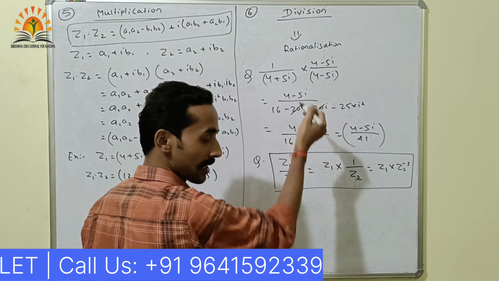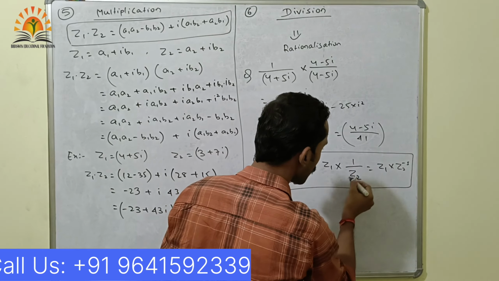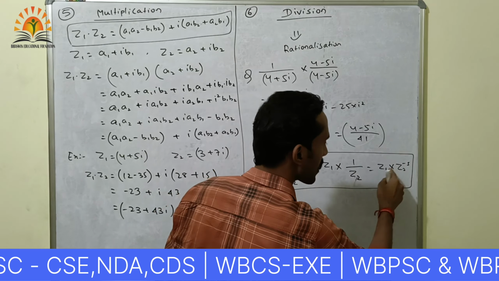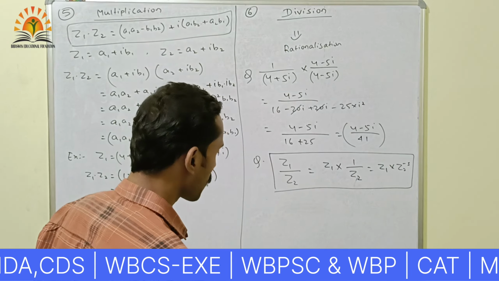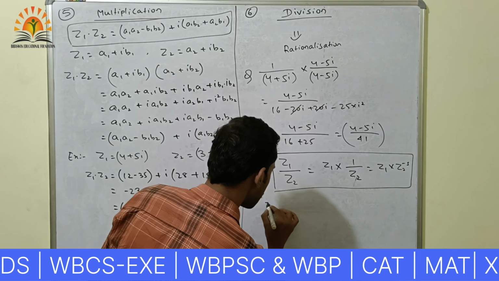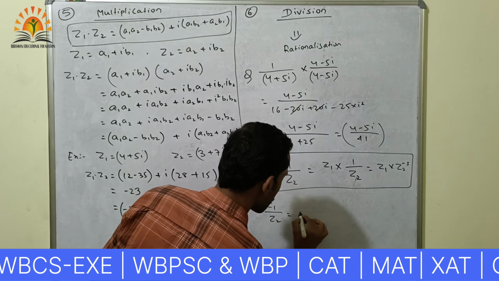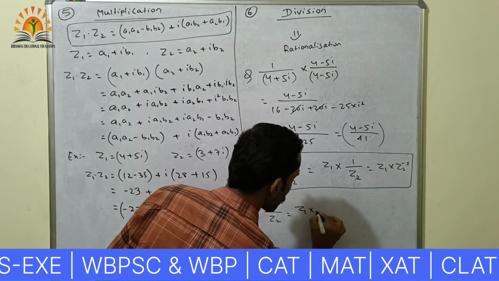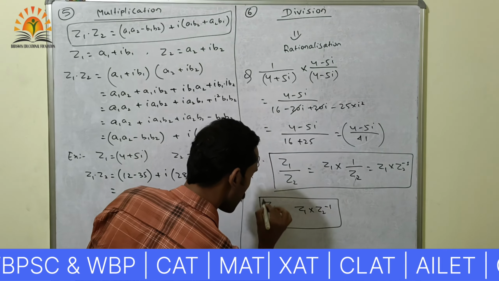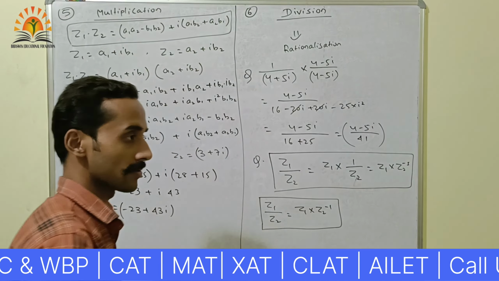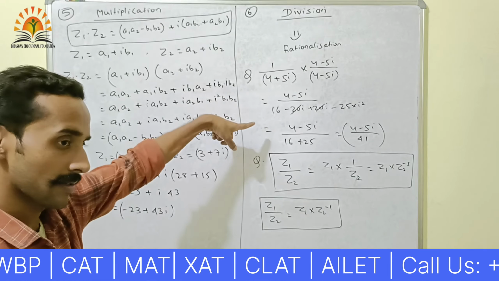This is the process of division. For division, you have to rationalize one term, and after that you have to multiply it. So here is the formula. Z1 by Z2 is nothing but Z1 multiply Z2 inverse. Any problem here? No. Write it down. There is an example.